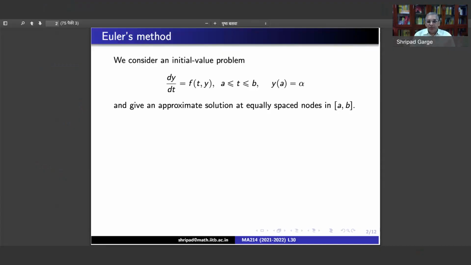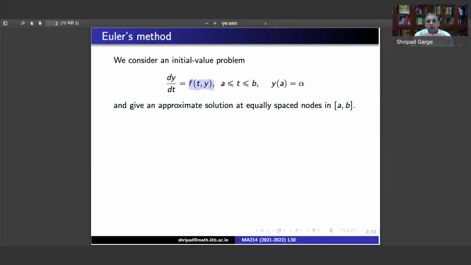So what we are going to do is start with an initial value problem. We have this differential equation here, dy by dt is equal to f of t comma y, and this equality is valid over the interval a to b. We also have the initial value: the function y, which is a solution to this equation, has its value at a equal to alpha. This is the initial value problem.